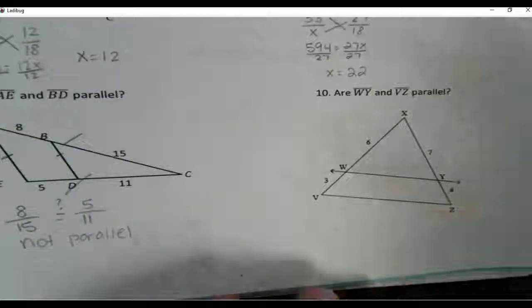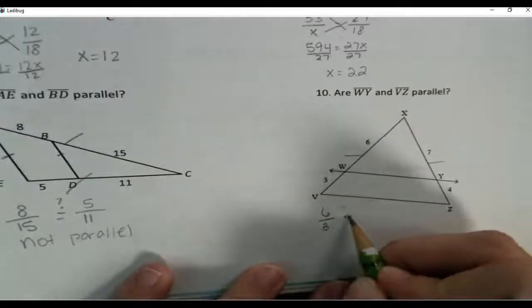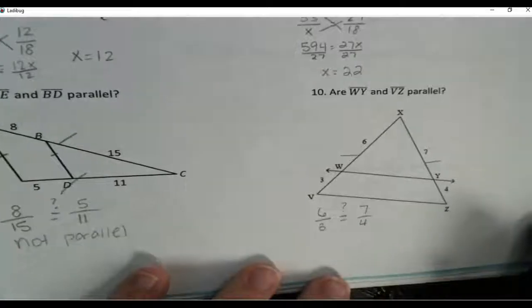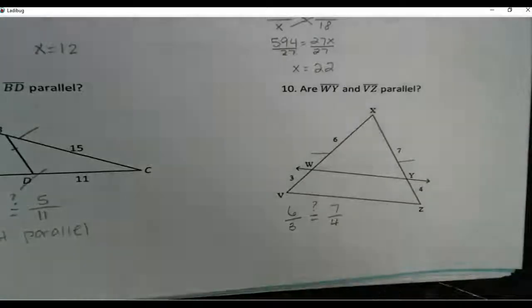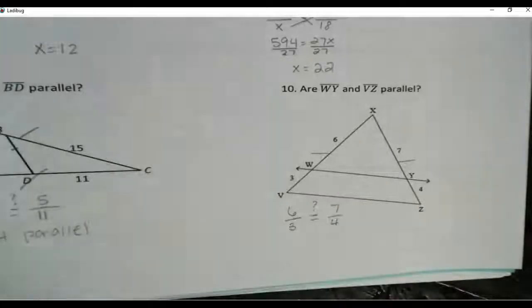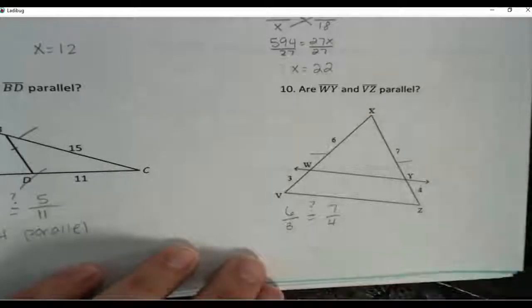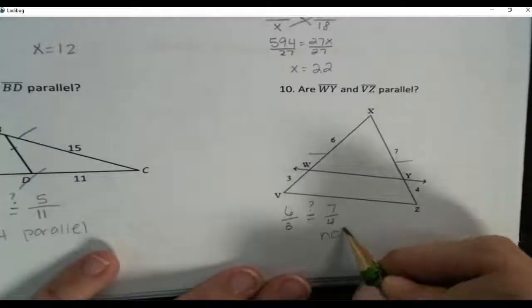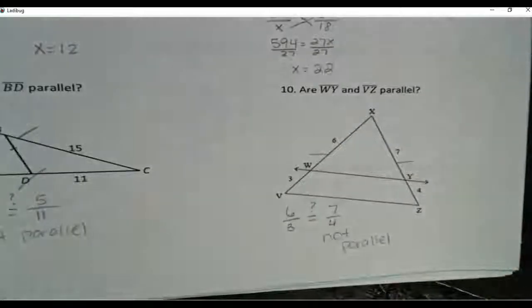So then if we look at 10, again we can set up our ratios. Is 6 over 3 equal to 7 over 4? So are those equal? No. It's because for 6 over 3, we know 6 divided by 3 is 2, but 7 divided by 4 is not 2, so it's not parallel. Good. Questions?